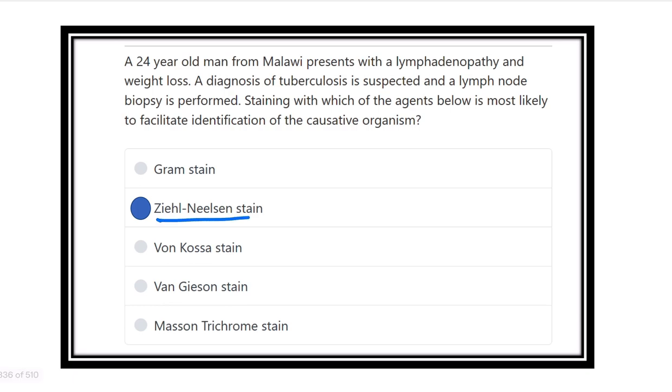So what is the staining? It is a direct question. It is the Ziehl-Neelsen staining. So for diagnosis of tuberculosis, which type of staining is required? It requires the Ziehl-Neelsen staining.